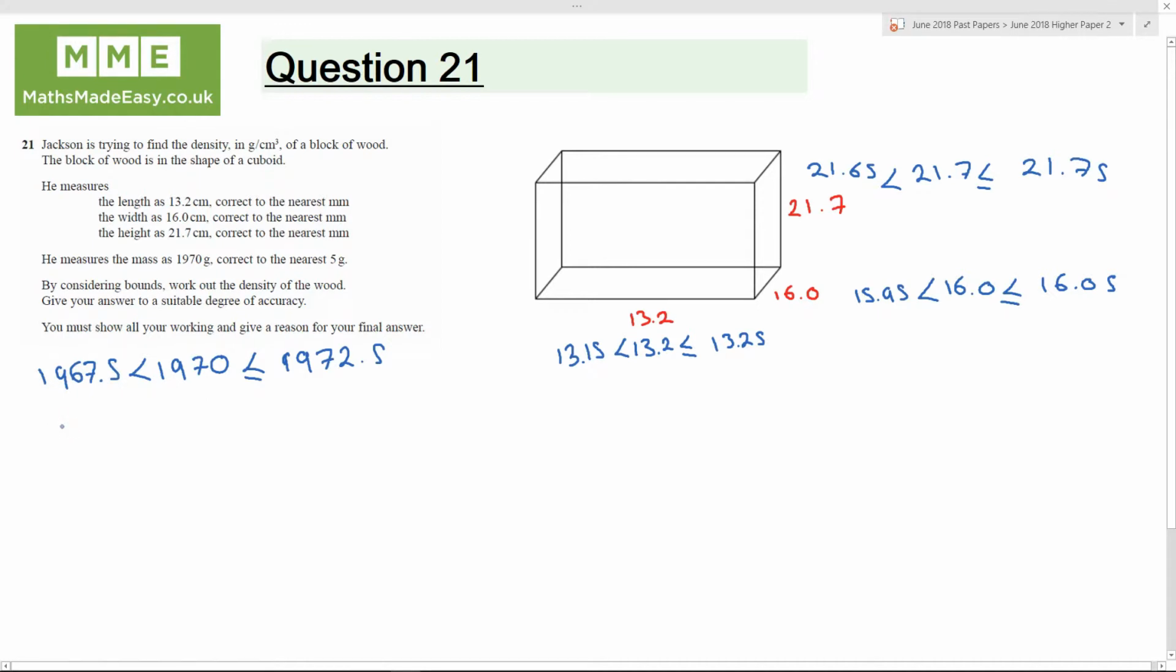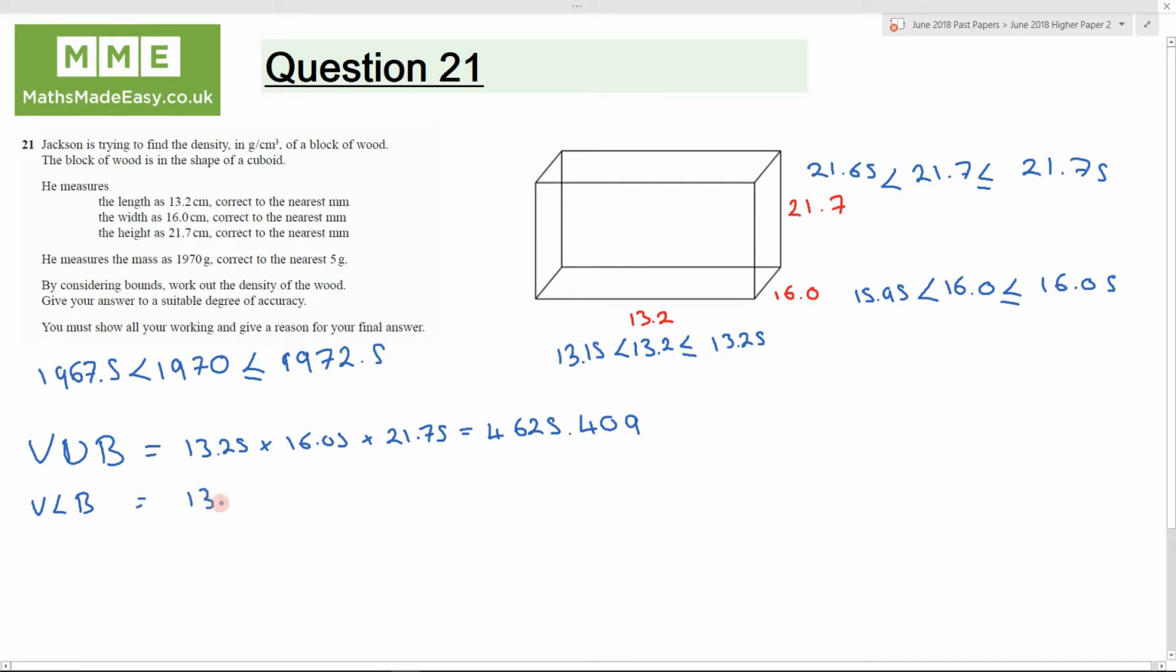Okay, so now we want to try and work out the density of the wood. So let's first work out the volume upper bound. That would be the largest possible size for this piece of wood, which would be 13.25 times 16.05 times 21.75. And this would come out as 4,625.409.